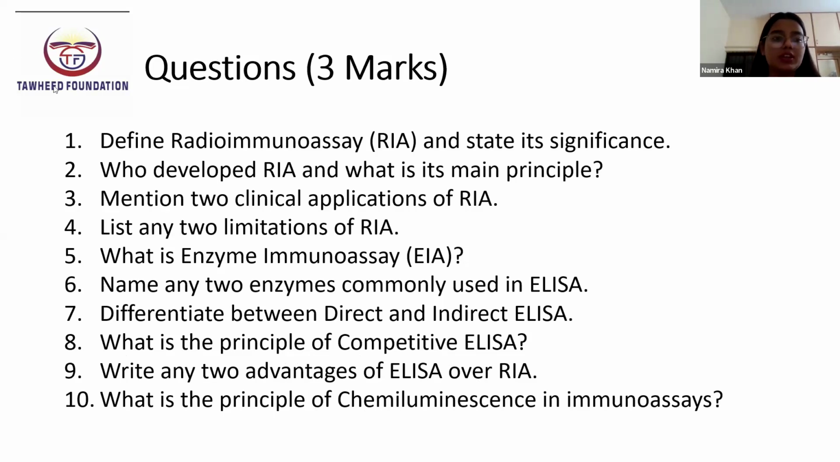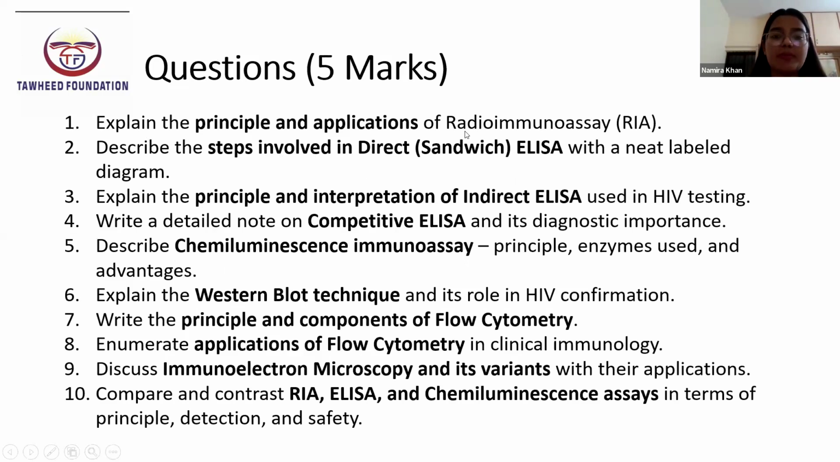For 5 marks questions: first, explain the principle and application of radioimmunoassay, that is RIA. Second, describe the steps involved in direct, that is sandwich ELISA, with a neat labeled diagram. Third, explain the principle and interpretation of indirect ELISA used in HIV testing. Fourth, write a detailed note on competitive ELISA and its diagnostic importance. Fifth, describe chemiluminescence immunoassay principle, enzyme used, and advantages of this.